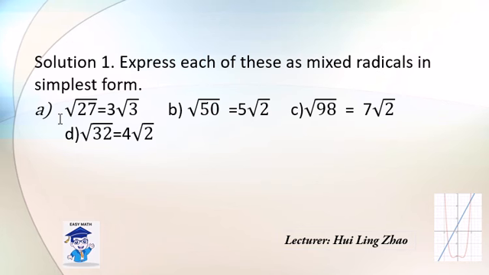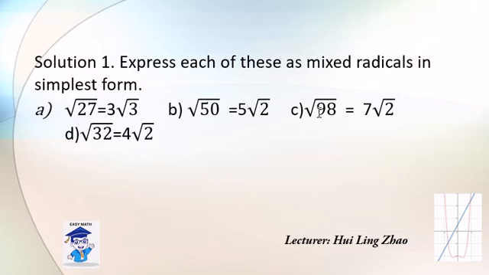Solution 1. The square root of 27 equals 3 times the square root of 3, because 27 equals 9 times 3. Number B, the square root of 50 equals 5 times the square root of 2, because 50 equals 25 times 2 and 25 equals 5 squared. So the final answer is 5 times the square root of 2.